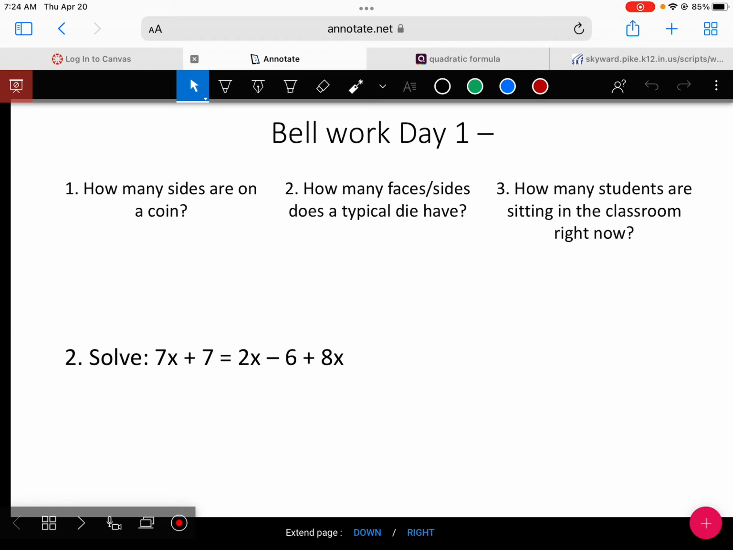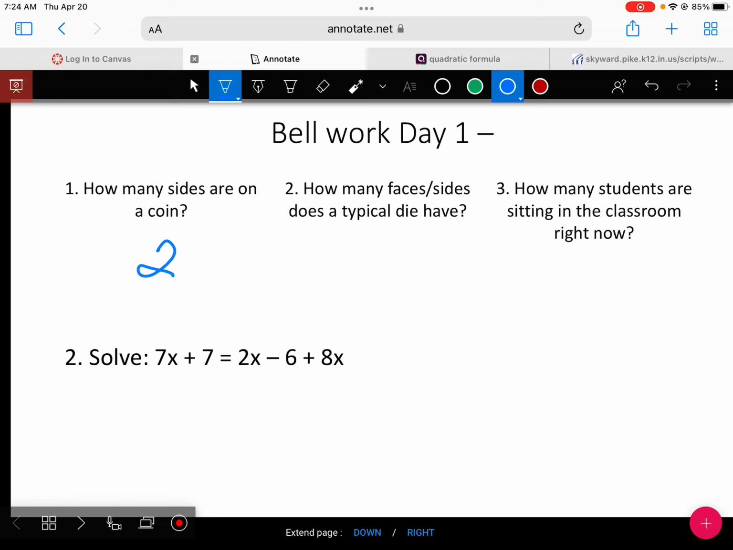All right, so how many sides are on a coin? Two. Any questions about that? What do we call the sides usually? Heads or tails. Yeah, that's what I was thinking. Heads or tails. All right, number two.